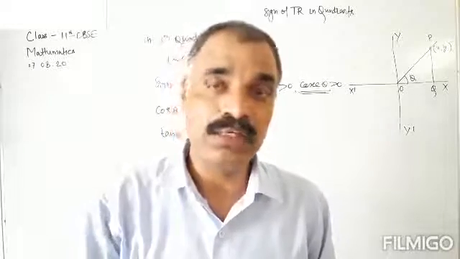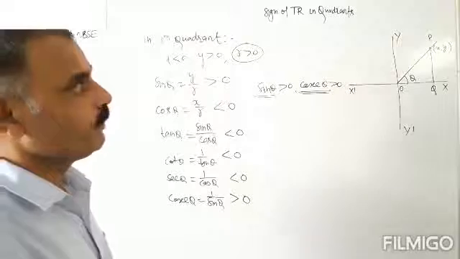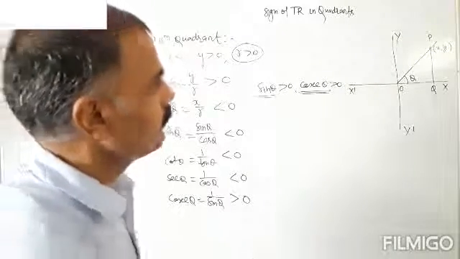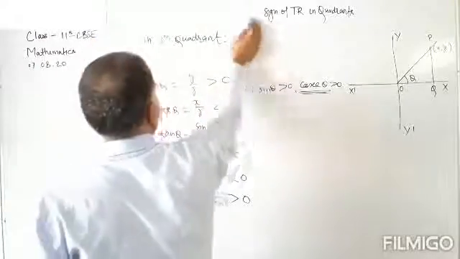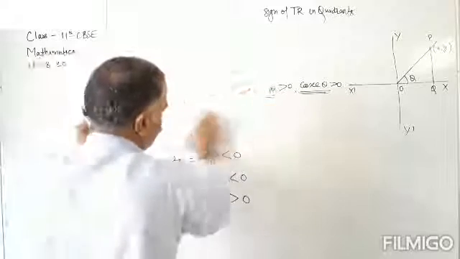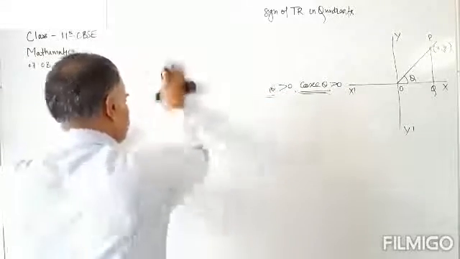Okay. Now we will go to the third quadrant. We will discuss the sign of all the trigonometric ratios in all the quadrants. All the quadrants means the first quadrant, second quadrant, third quadrant and fourth quadrant. In all quadrants we will discuss the sign of trigonometric ratios.